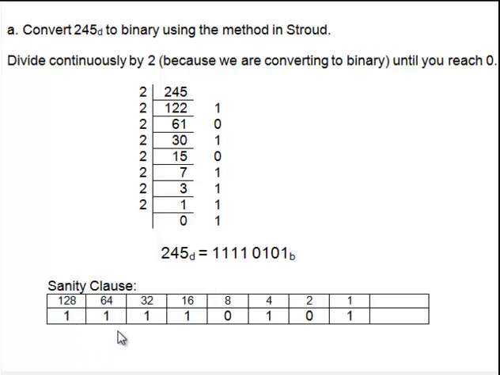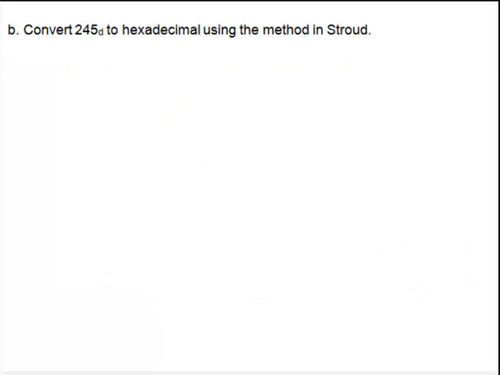128 and 64 is 192. 192 and 32 is 224. 224 and 16 is 240. 244, 245. Okay, so that means that our conversion here works out. So we can say that the conversion of 245 in decimal is equal to that, and we got the answer right.